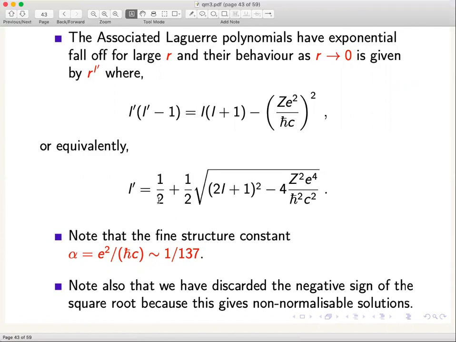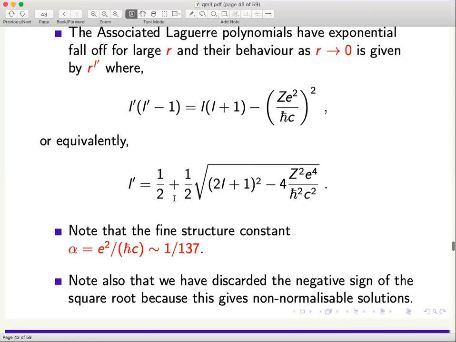Now, given the fact that L prime contains a square root, there are of course two solutions. There's a minus sign also, which we of course discard, because that would give you a non-normalizable solution. But if you choose this sign, even then we have a problem, because inside the square root we have a minus sign, and whenever 4 times Z squared times alpha squared becomes larger than 2L plus 1 squared, the quantity inside the square root becomes negative, and therefore L prime becomes imaginary.